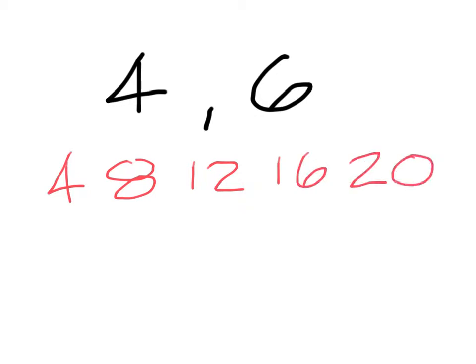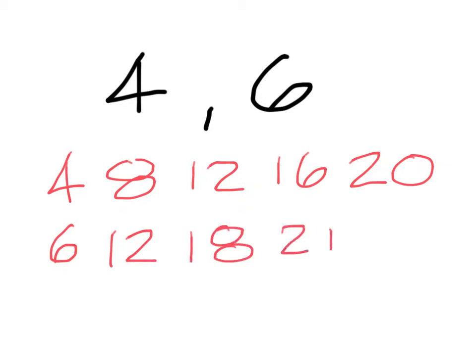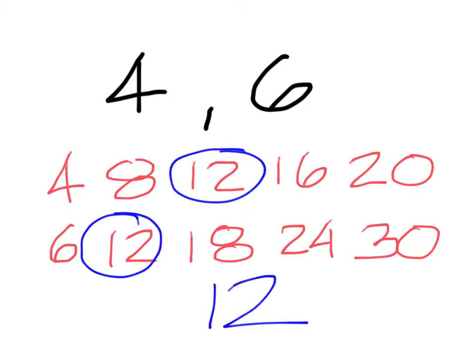Not 2, they have to be able to divide into. You're going to be doing it like this. 4, 8, 12, 16, 20, those are the multiples of 4. The multiples of 6 are 6, 12, 18, 24, 30. What's the lowest number that shows up in each of those lists? 12 is right, so 12 is the common denominator between 4 and 6.